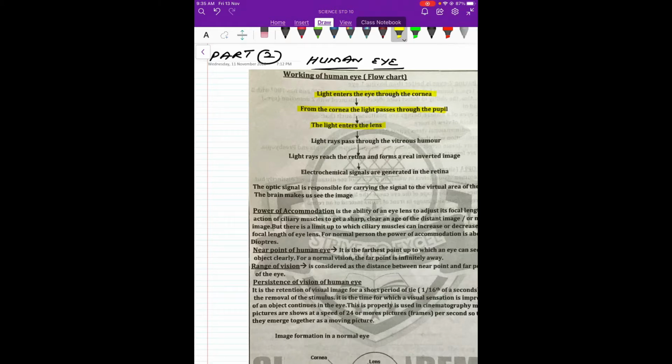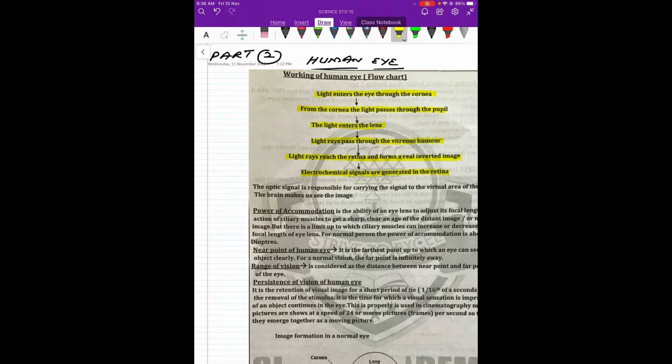Then it passes through the vitreous humor and it ultimately reaches the photosensitive, or light sensitive, screen called the retina. As we have learned, the retina has a lot of rods and cones, so it is a photosensitive screen. Now, a real and inverted image is formed on the retina. Then these inverted images are sent through electrochemical signals through the optic nerves to the brain, in the visual lobe.